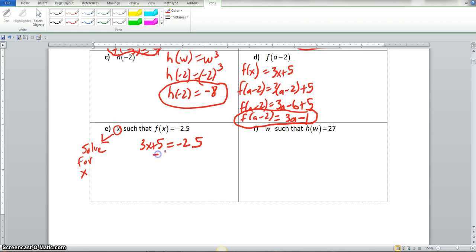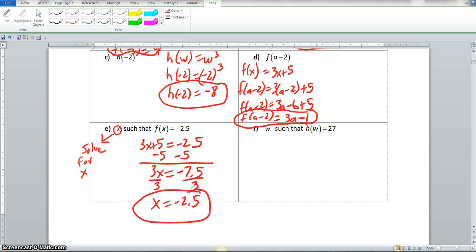So we're going to subtract 5 on both sides. So we have 3x is equal to negative 7.5. Then we can divide each side by 3, and x is equal to negative 2.5. And that is the final answer.